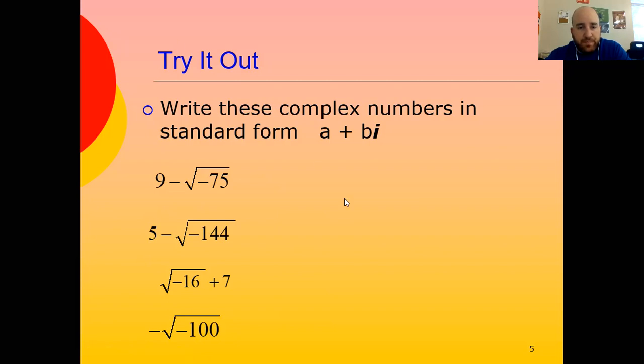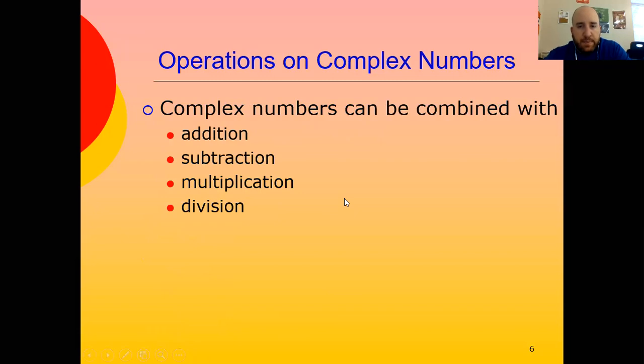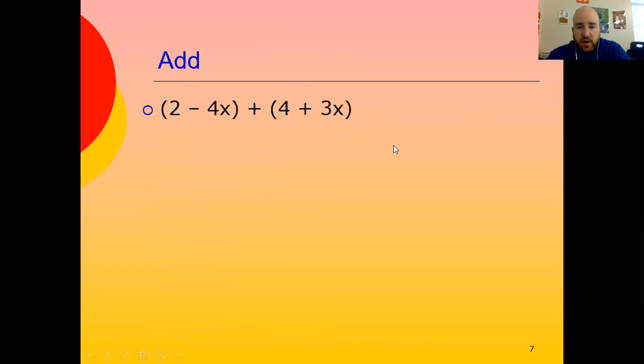So operations on complex numbers. Complex numbers can be combined with addition, subtraction, multiplication, and division. Again, we're just going to look at the first three today. So I'm going to start with add.